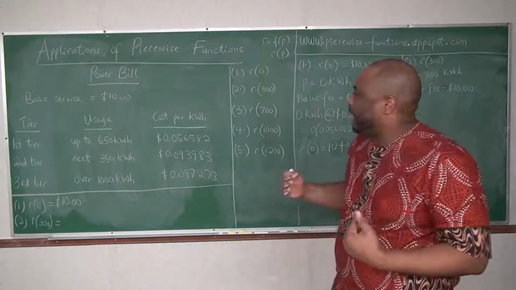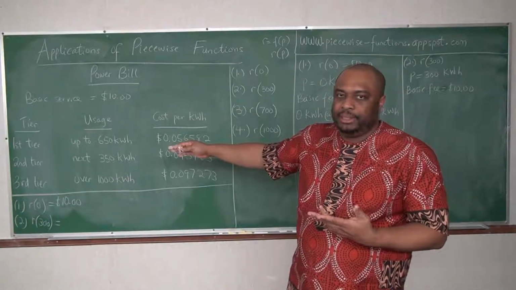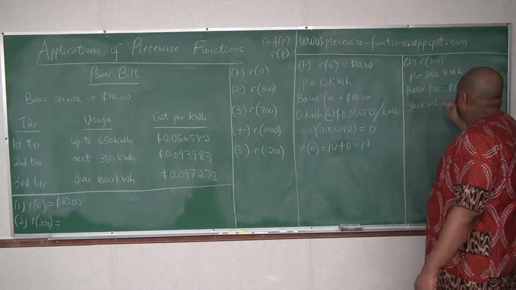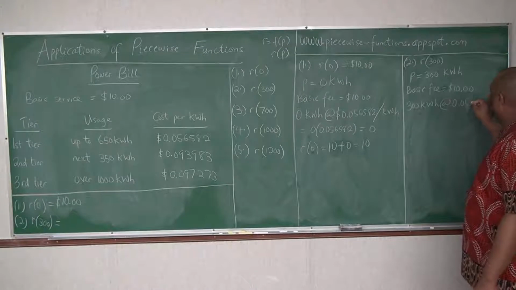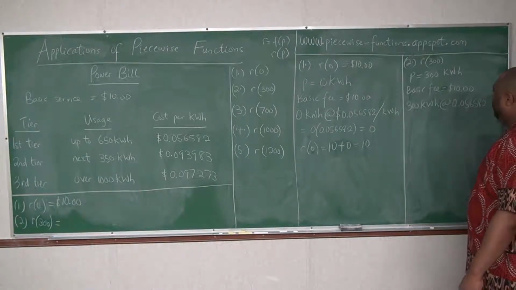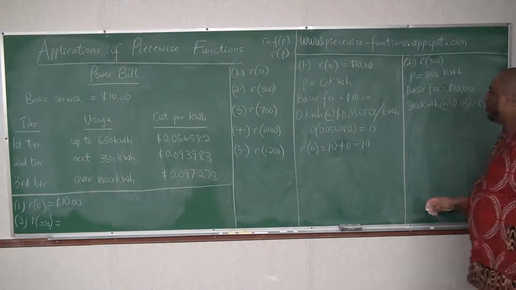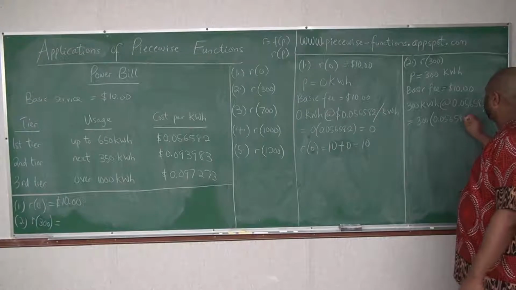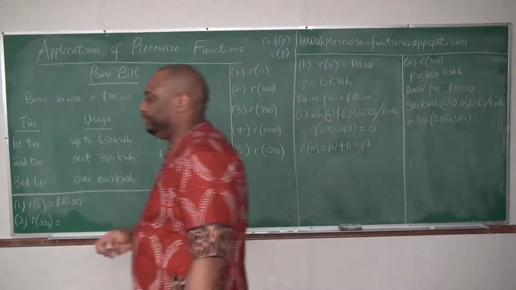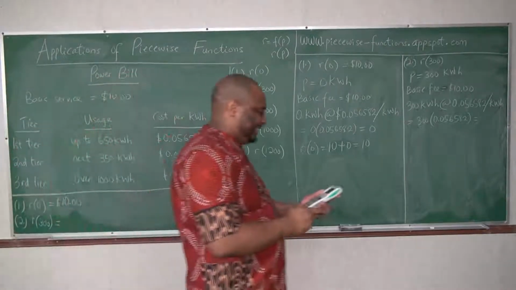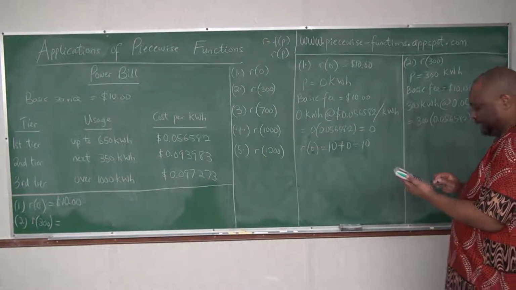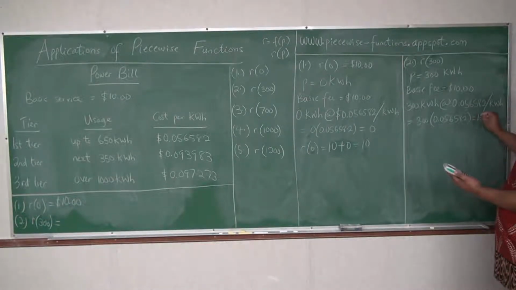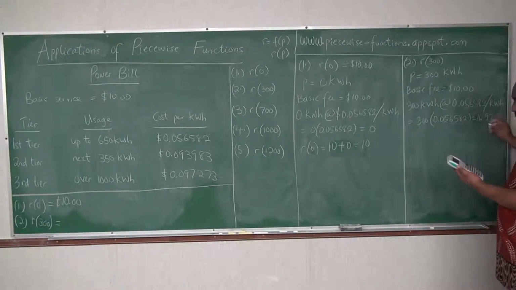Then 300 kilowatt hour falls in the first tier. So we now say 300 kilowatt hour at 0.056582 per kilowatt hour. That gives us 300 times 0.056582. And that gives us, I brought my calculator. Okay, so 300 times 0.056582, and this is 16.9746.